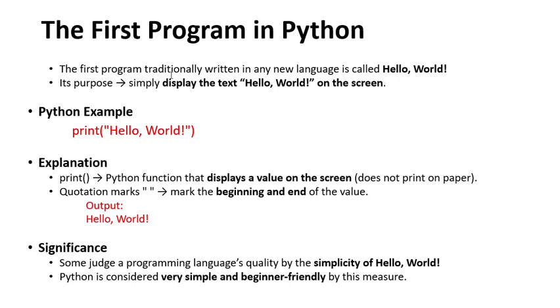Here, the first program traditionally written in any language, you can take C, C++, Java, Pascal, anywhere, is Hello World only. Its purpose is very simple: to display the text Hello World on the screen. That's why, to keep it simple and easy to understand, they have taken this program, which is Hello World.